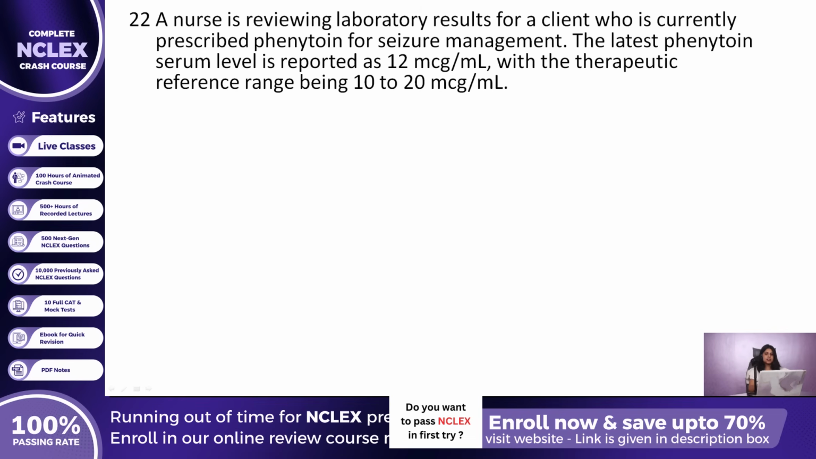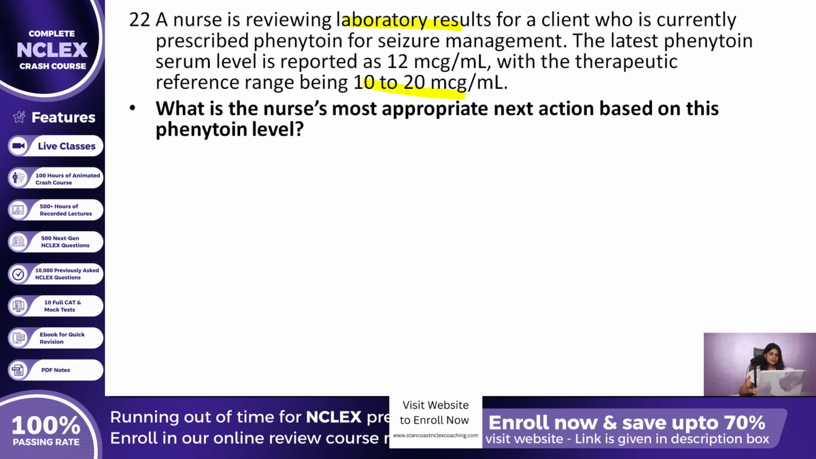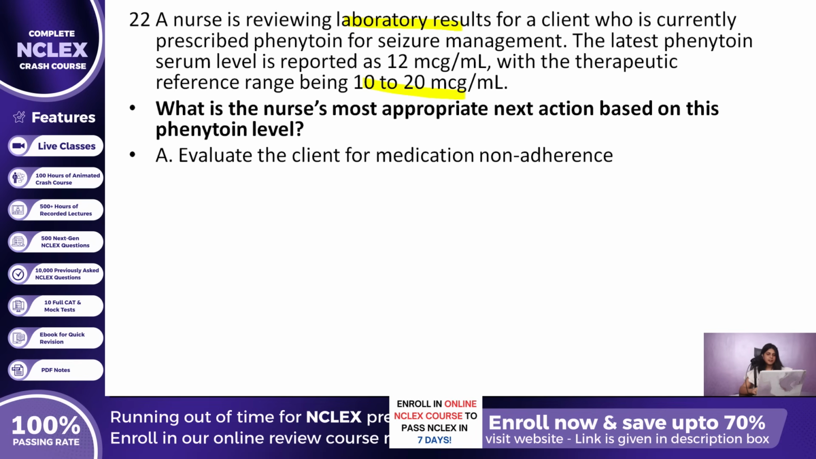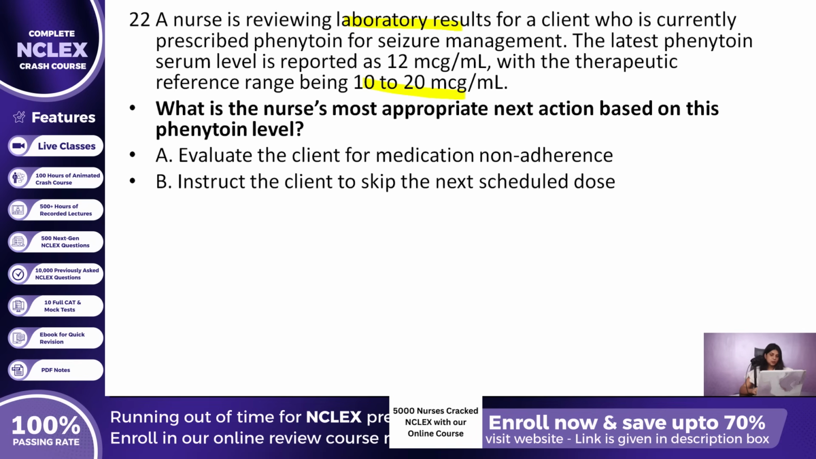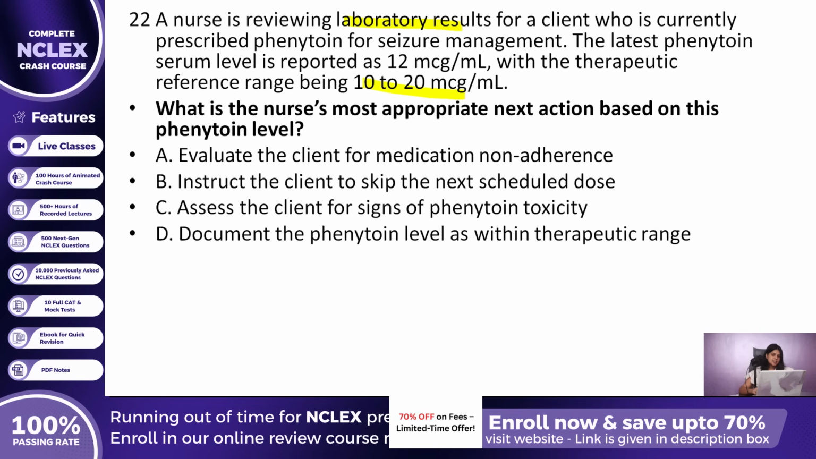A nurse is reviewing lab results for a client on phenytoin for seizure management. The client's serum phenytoin level is 12 micrograms per milliliter, while the therapeutic range is 10 to 20 micrograms per milliliter. The question is, what is the nurse's most appropriate next action based on this level? The options are A, evaluate for medication non-adherence, B, instruct the client to skip the next dose, C, assess for signs of phenytoin toxicity, and D, document the level as within therapeutic range.